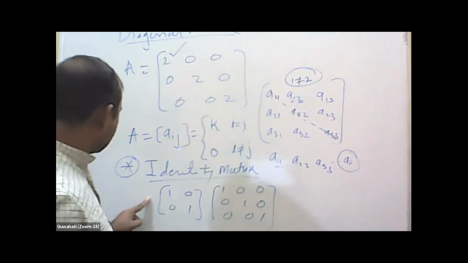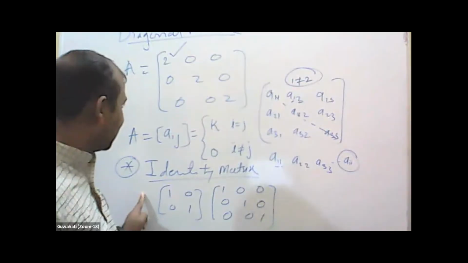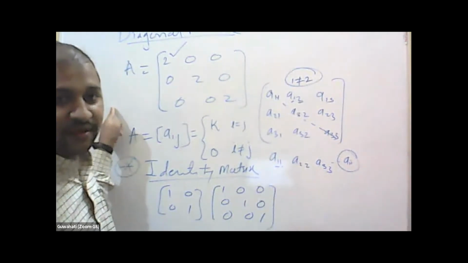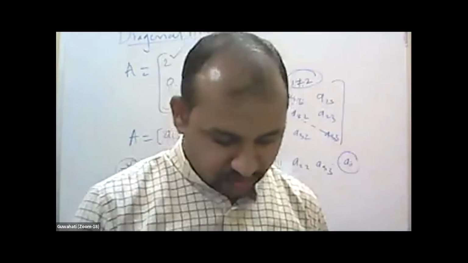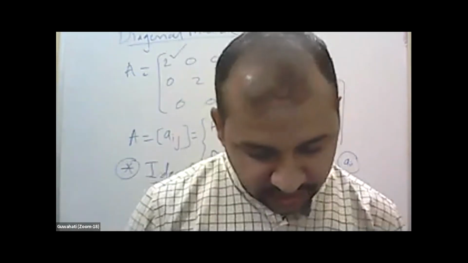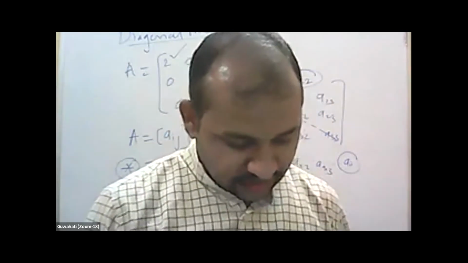Can an identity matrix be a diagonal matrix? Yes, sir. Reverse: can every diagonal matrix be an identity matrix? No, no. This converse is not true. Okay, let us move to another kind of matrix. Diagonal matrix is there.